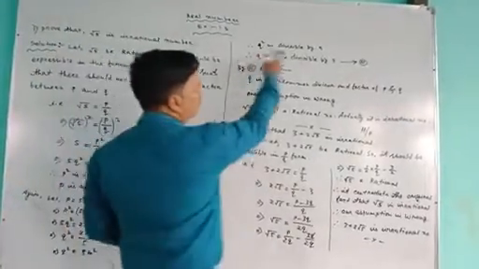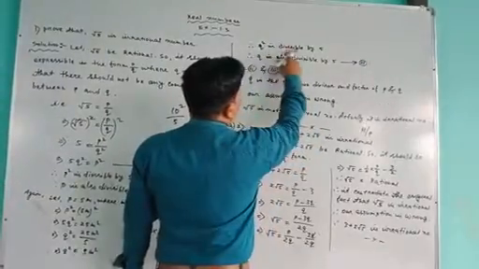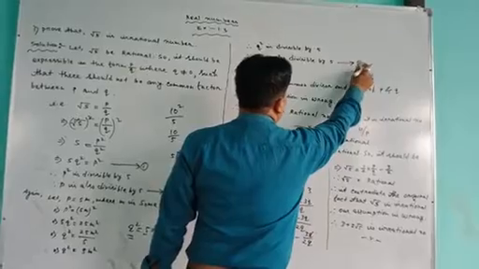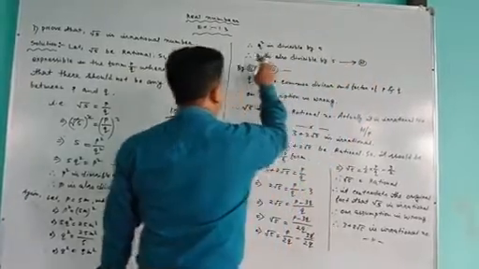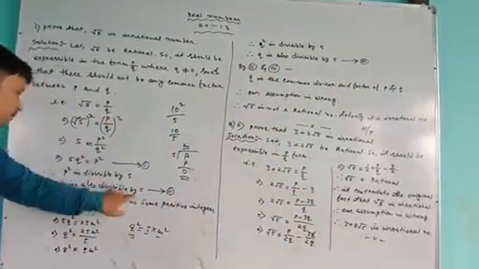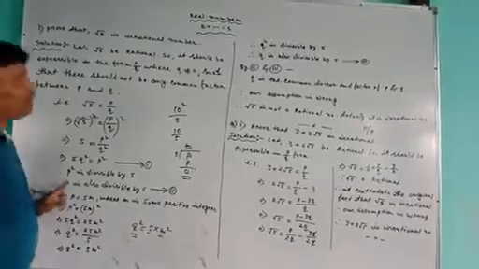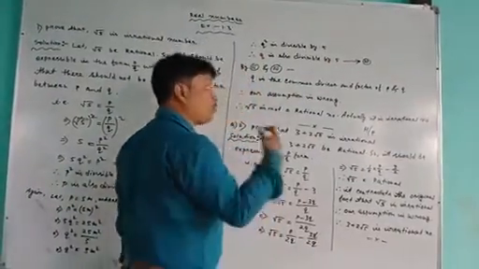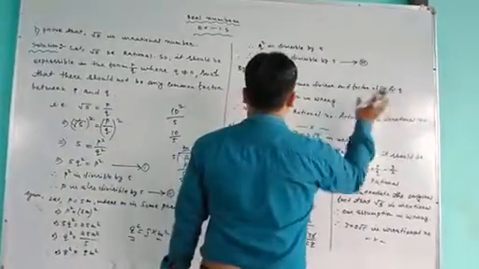Concept-wise you can write that q square is divisible by 5, so q is also divisible by 5. So in statement number 5, 5 can divide q, and in statement number 2, 5 can divide p. That means p and q both are divisible by 5, so 5 is the common factor and common divisor between p and q.